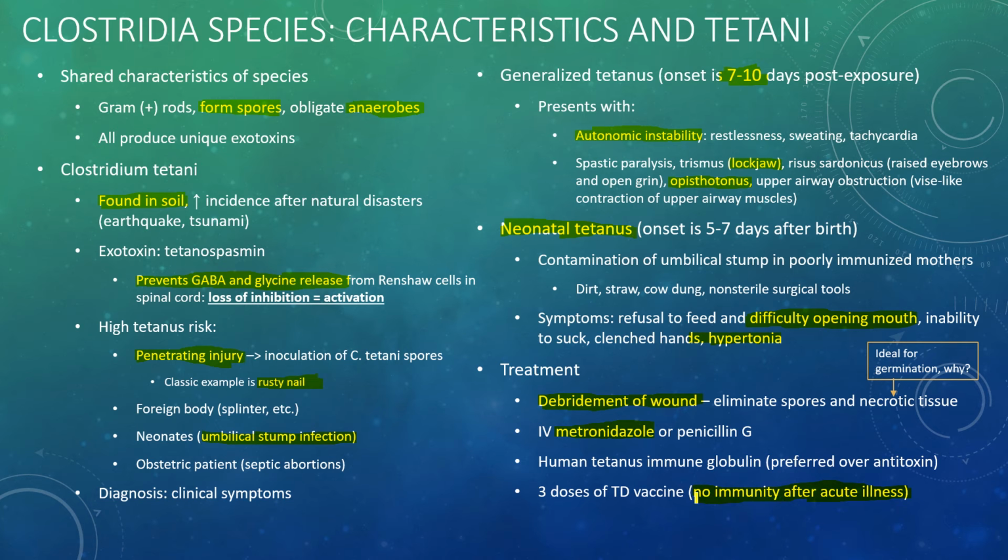Even though you get an infection with the Clostridium tetani bacteria, you do not develop a natural immunity, so you need the vaccine to have prevention of future occurrences if you haven't been vaccinated. Another thing is you give diazepam, a GABA activator, for the muscle spasms to relax the muscles.